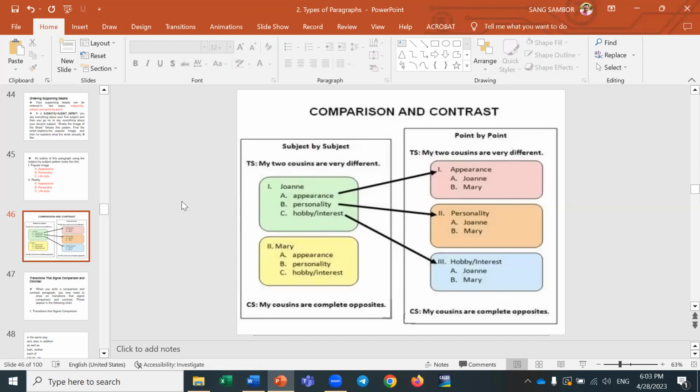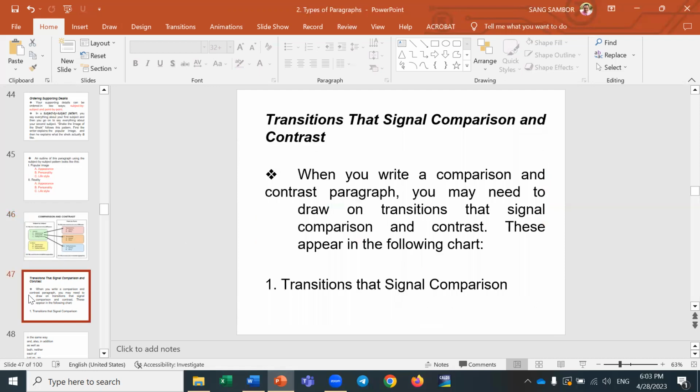In order to make your comparison and contrast, our live will end in the next 10 minutes. Okay, so let's continue. In order to make your comparison and contrast analysis go smoothly when you're writing, don't forget to use some of the transitions that signal comparison and contrast.